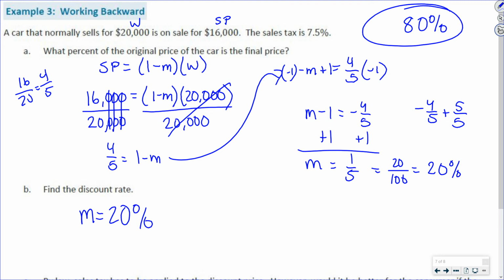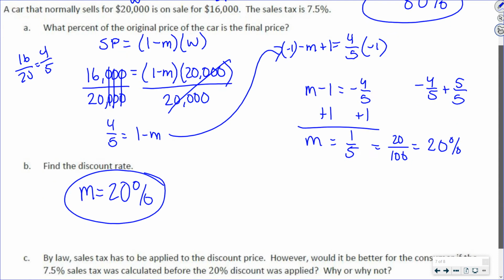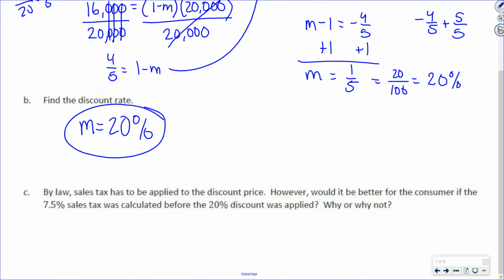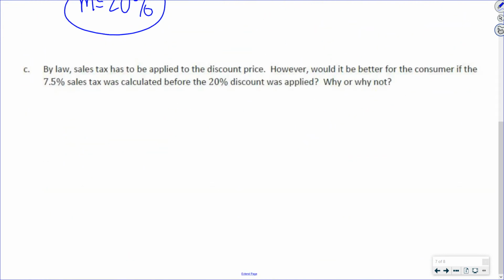Okay, I apologize. So your discount rate is 20%. All right, so by law, sales tax has to be applied to the discount price. However, would it be better for the consumer if the 7.5% sales tax was calculated before the 20% discount was applied? Why or why not?